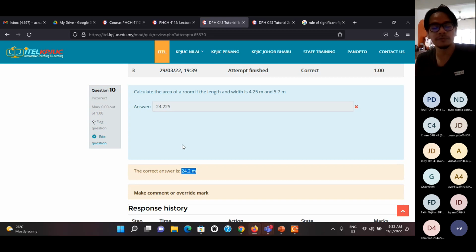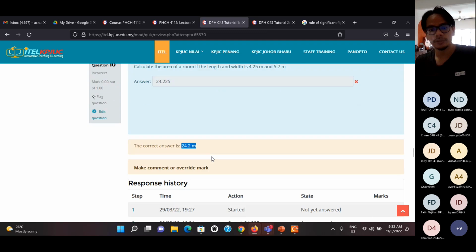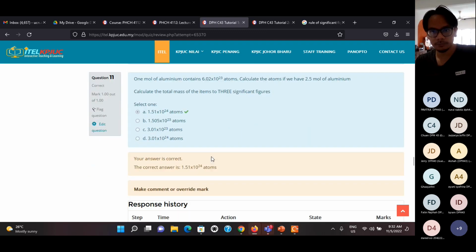That's how you bundarkan your final answer. So from now on, this is what you practice lah. Bila kamu calculate, kalau kamu tambah ke, kamu tolak, make sure kamu bundarkan dia to the correct significant figures, titik perpuluhan. Kalau kamu darab dan bahagi, make sure kamu bundarkan to the correct significant figures from the data that you have. So let's take a look at another question.